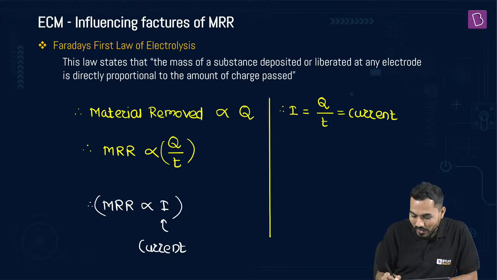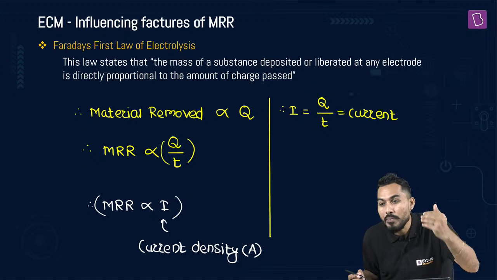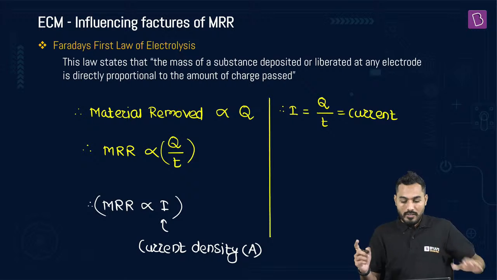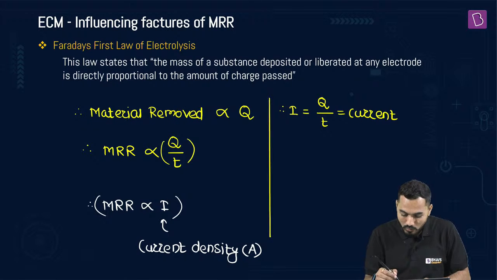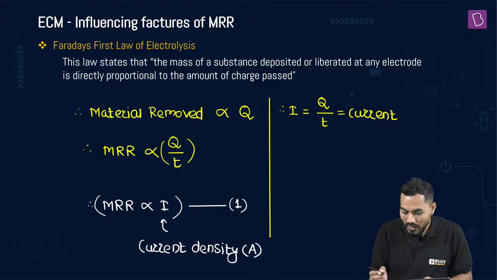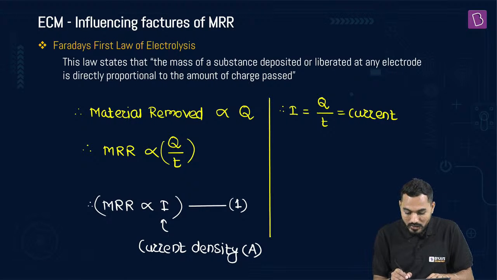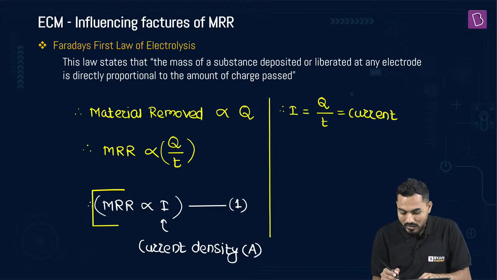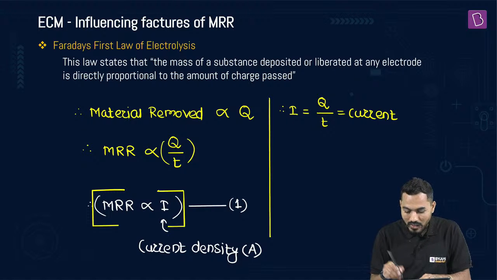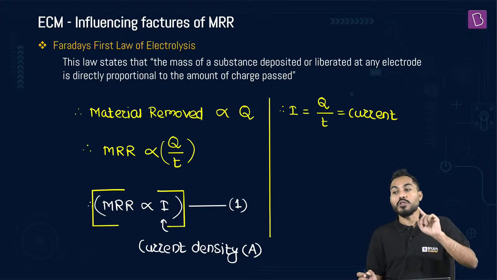It is called what? Current density. And this current density is measured in what? Ampere. What is the unit? Ampere is the unit. Current density. Is it true? Yes. So the first statement is that. Which one are the influencing factors of MRR? Influencing factors of MRR are nothing but the factors which influence material removal rate. So I'll say, sir, MRR is directly proportional to the current I.